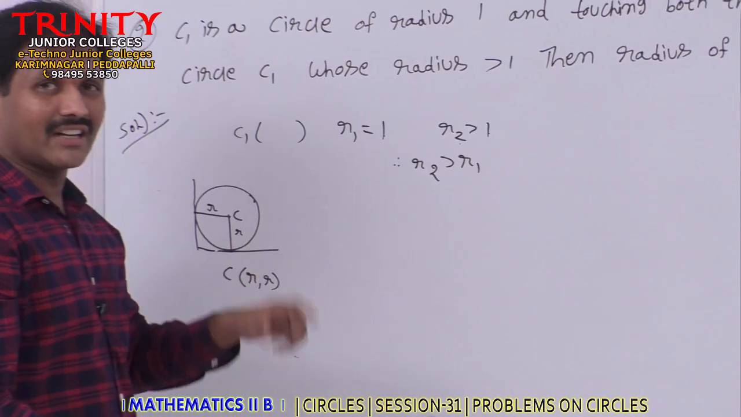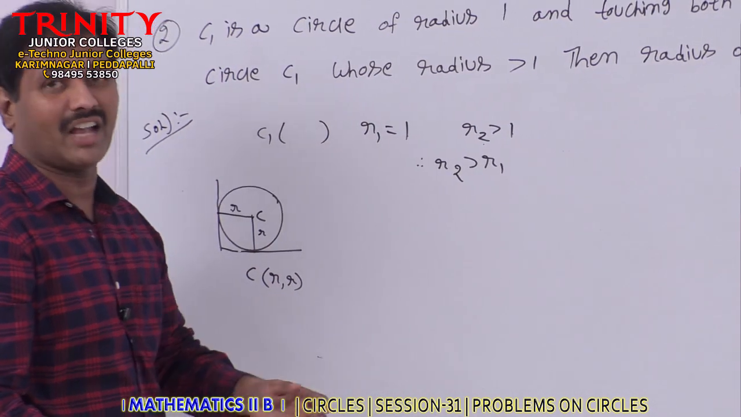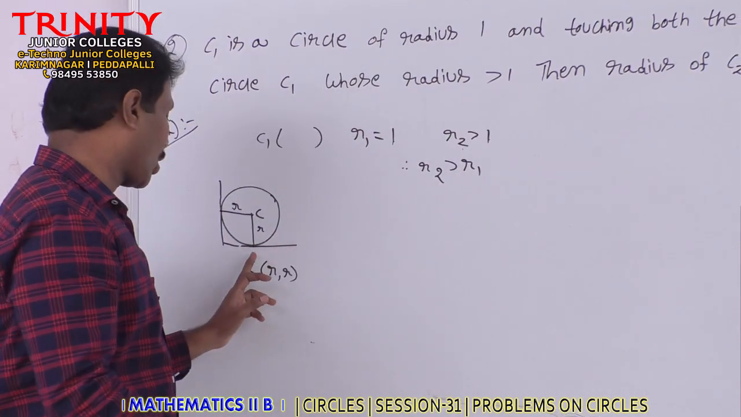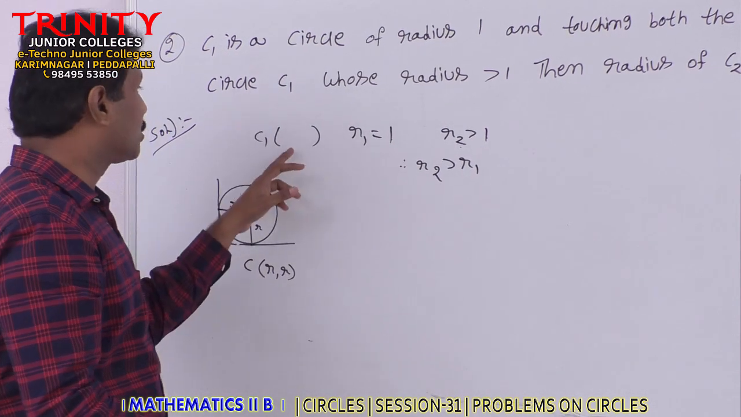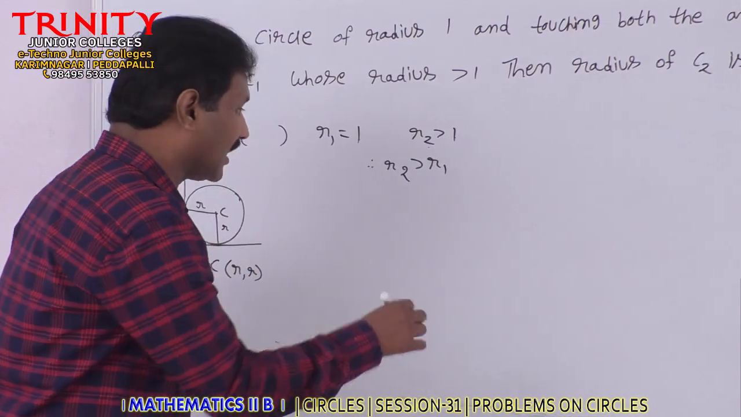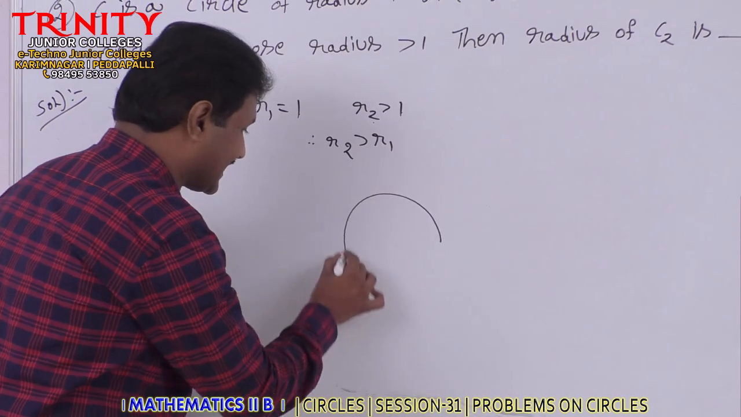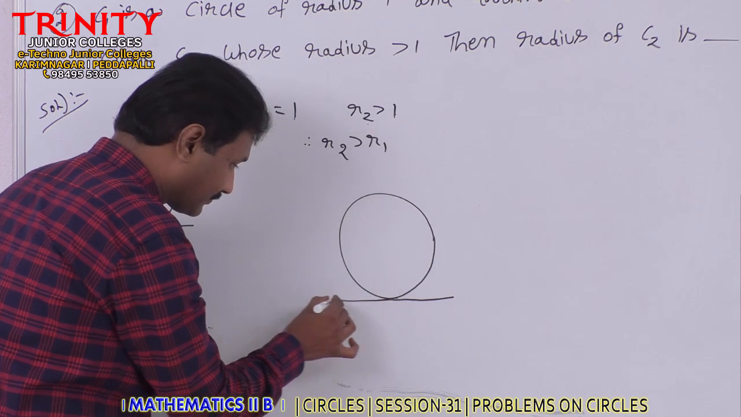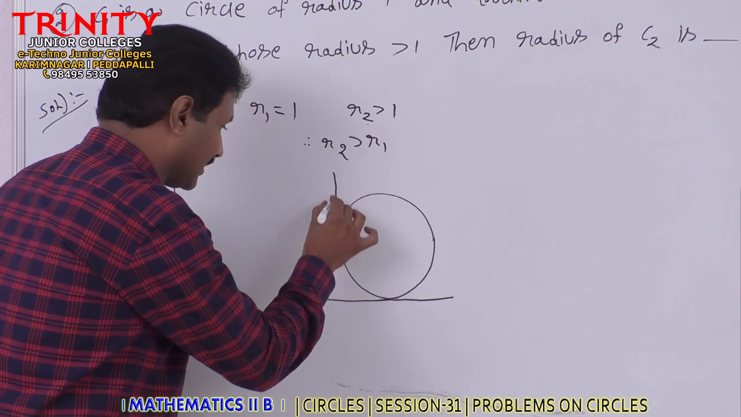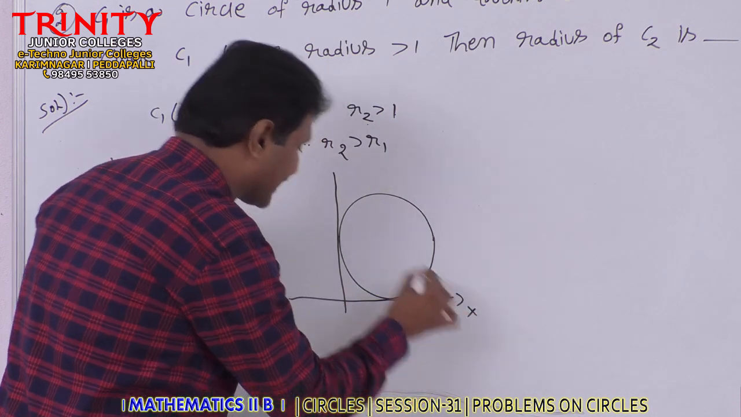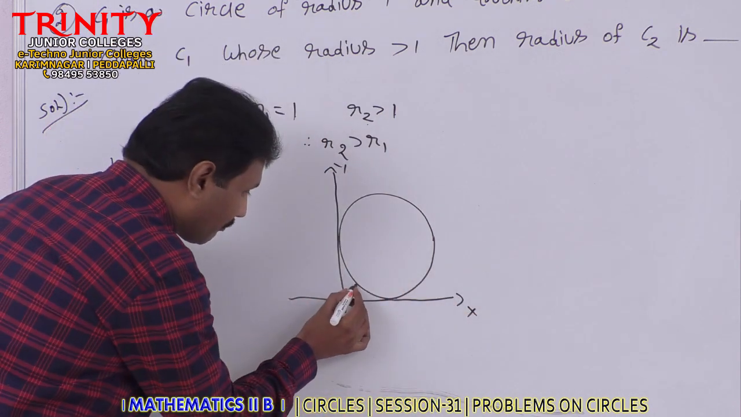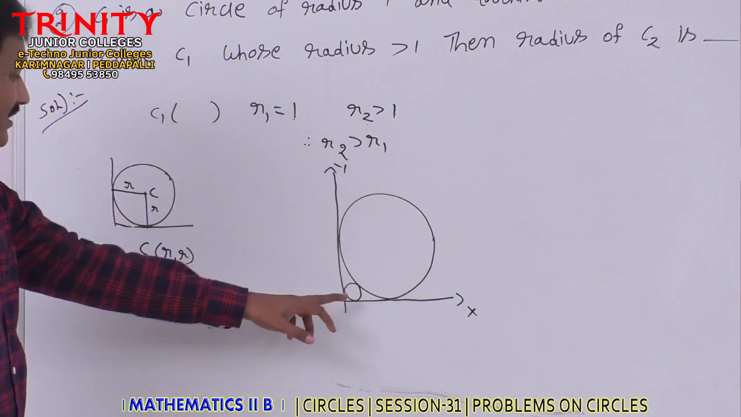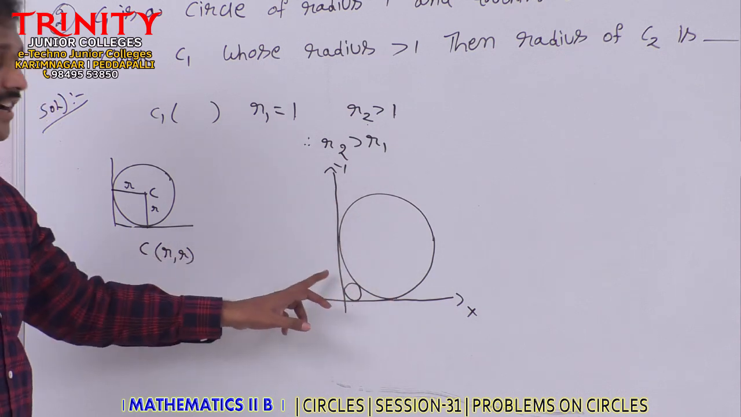Any two circles that touch each other do so either internally or externally. In this case, R2 is greater than R1 and both circles touch the coordinate axes. Only one case is possible: these two circles touch each other externally. That's why the diagram is like this. This is the second circle, which touches the coordinate axes. This is the first circle. This is the y-axis, this is the x-axis. The first circle touches both the coordinate axes and the second circle.